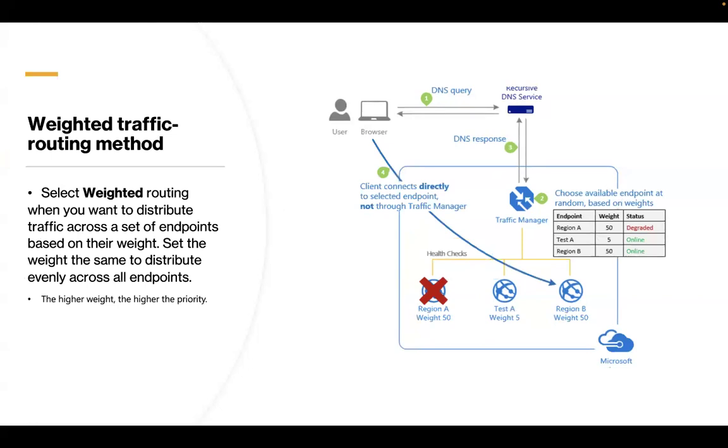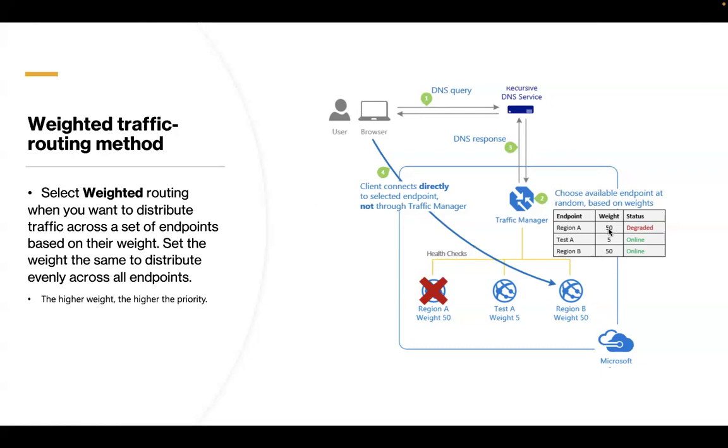Next is the weighted traffic routing method. Here in the weighted traffic routing method, when you want to distribute traffic across a set of endpoints based on their weight, set the weight the same to distribute evenly across all endpoints. The higher the weight, the higher the priority.